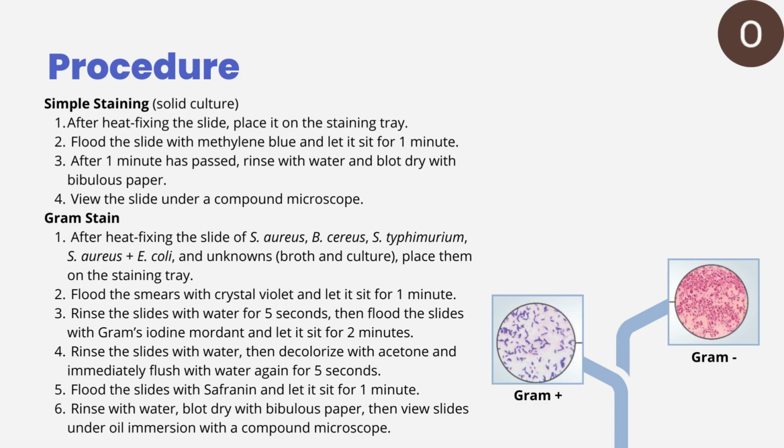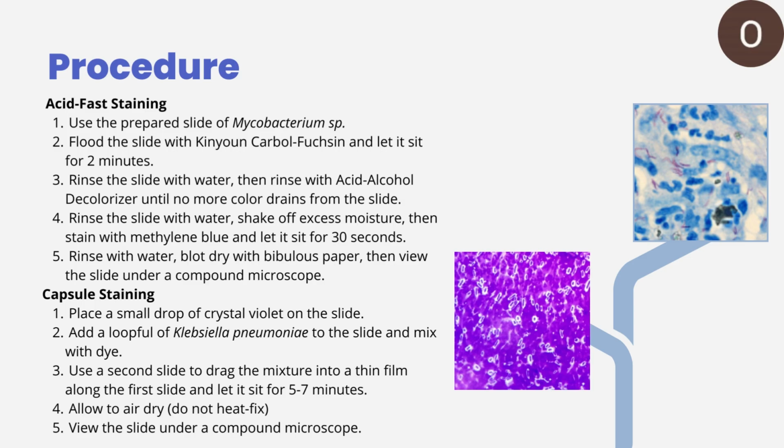And on the right, you can see what the gram positive and gram negative looks like for the gram stain. Gram positive appears purple and gram negative appears pink. For the acid fast stain, we used a pre-prepared slide of Mycobacterium sp.